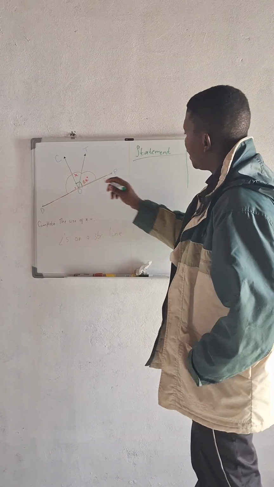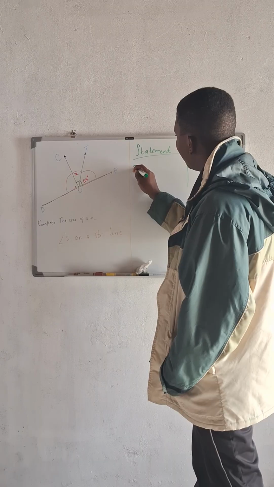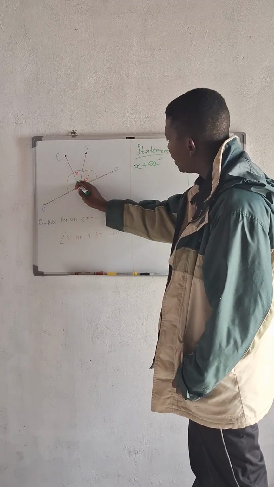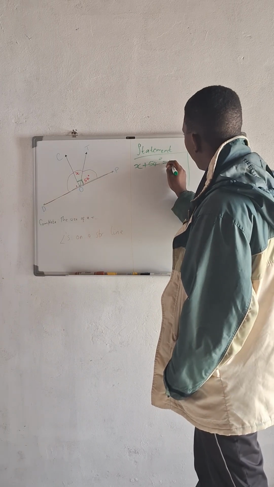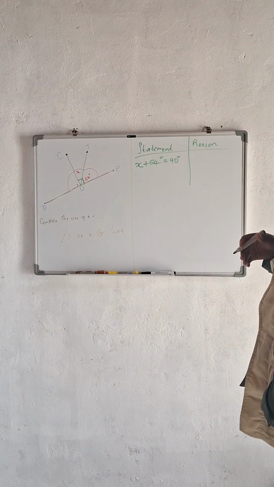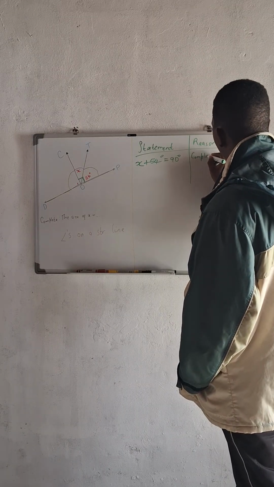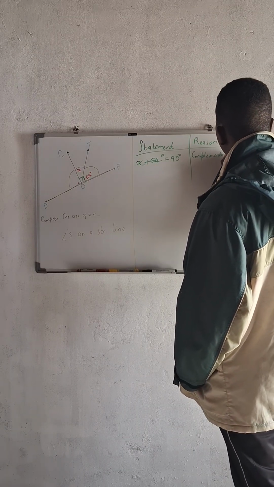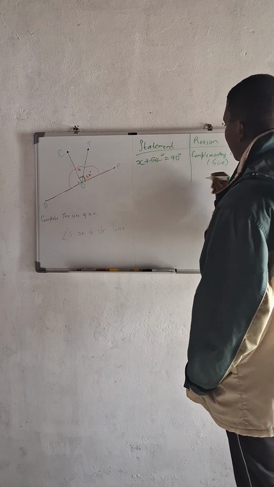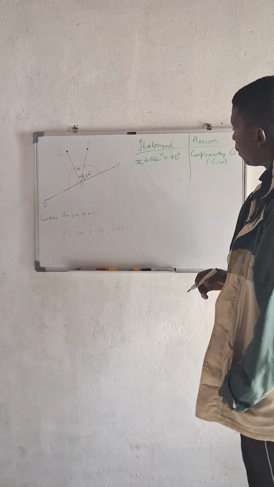So what I have just realized is that angle X, when I add it with 54 degrees with this shape, they just indicated that these two are equal to 90 degrees. And we can say that they are complementary angles. We were given that these two angles are complementary. They indicated in the diagram here that they are complementary.